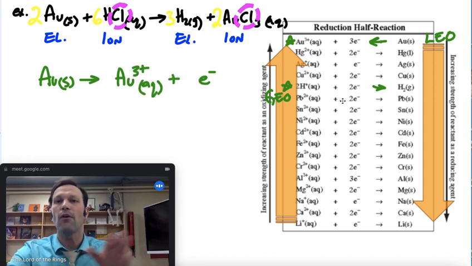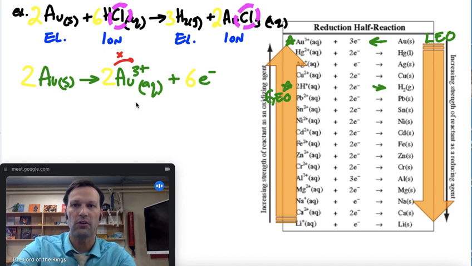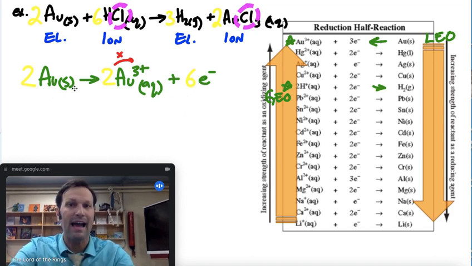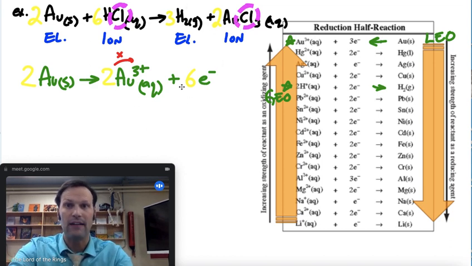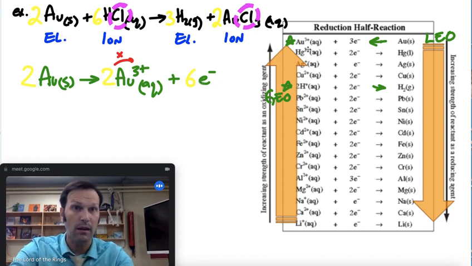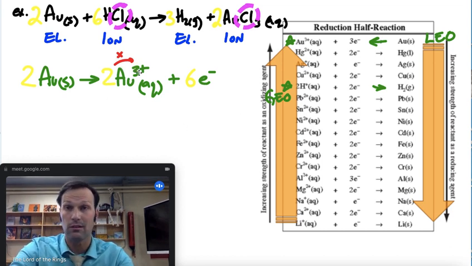So let's copy down these equations. Let's start with gold. Here's my half reaction that I wrote down, but I have to balance this. And I can see in the equation that I have two golds to begin with. But it produces two gold ions. And so how many electrons do I need to balance that out? Well, in the half reaction, I need 3 to balance out 1 ion, but I've got 2. So 2 times the number of positive charges, well, I need 6 negative charges to balance it out.